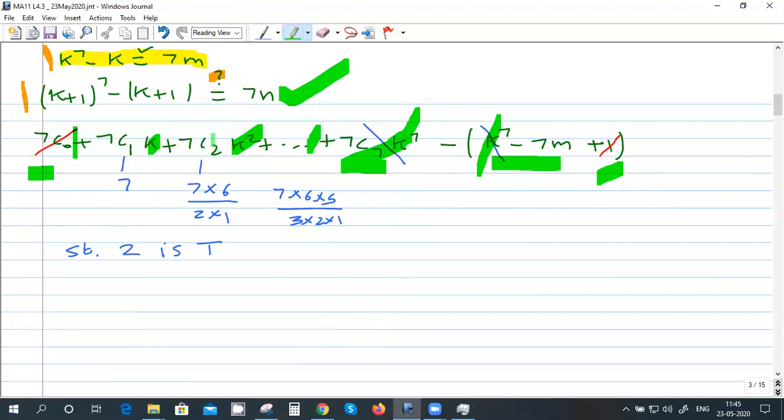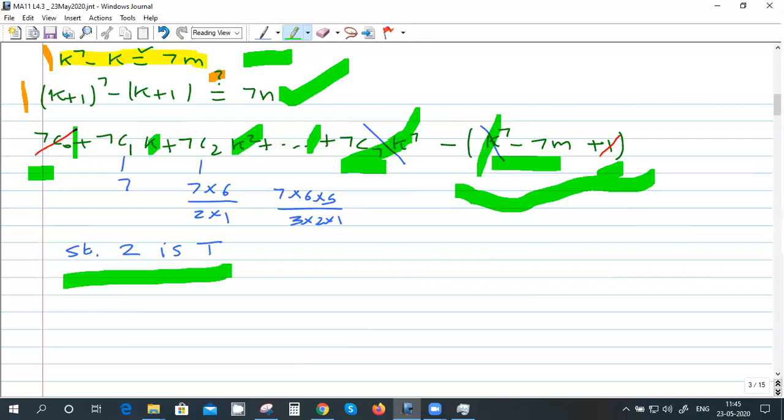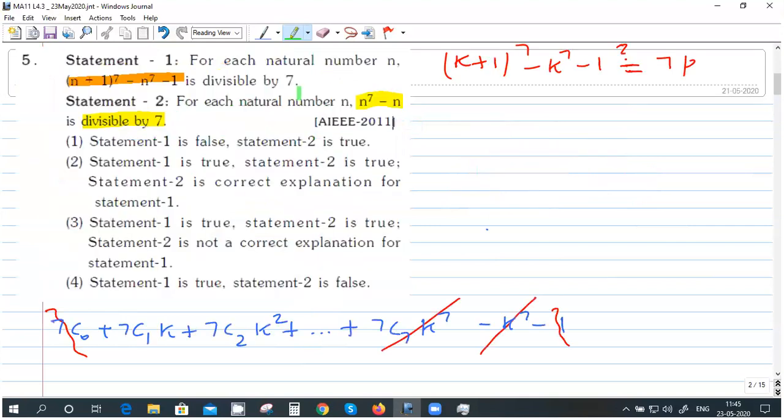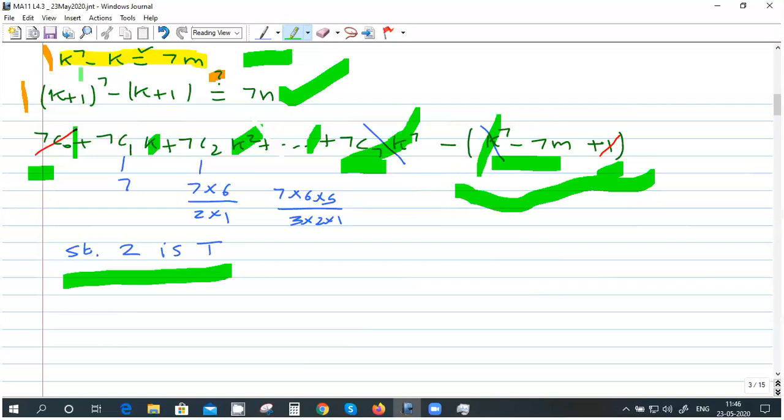Okay, we have used this one here. So P of k true implies P of k plus 1 is true. Is that okay? So statement 2 is true, and we have proved it by mathematical induction. Is it clear? Statement 2 is n raised to the power 7 minus n is divisible by 7. So I proved it by induction, assuming k and proving for k plus 1.